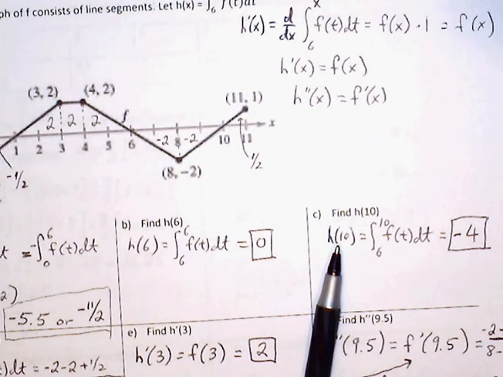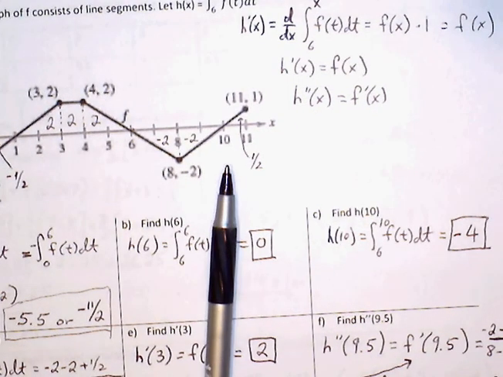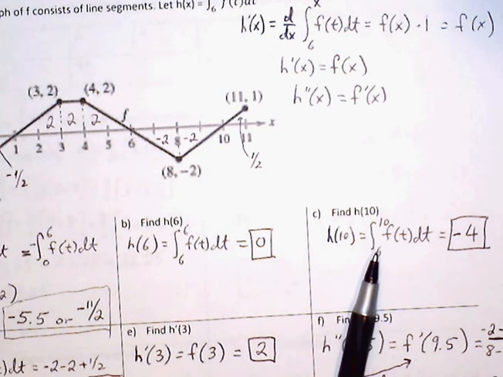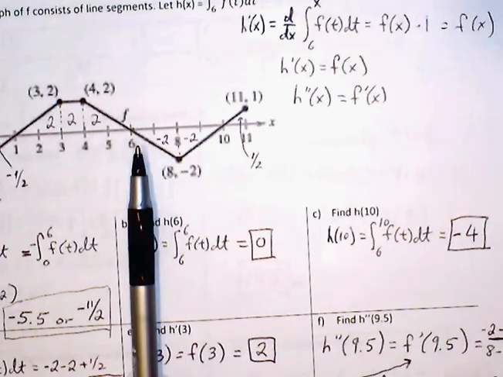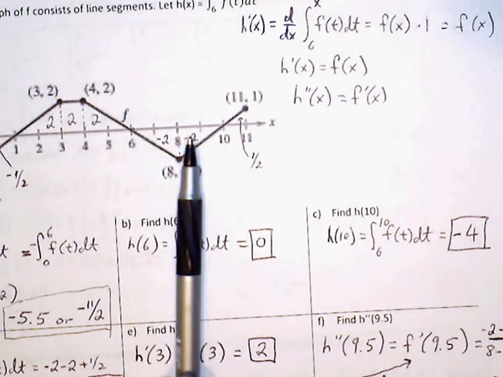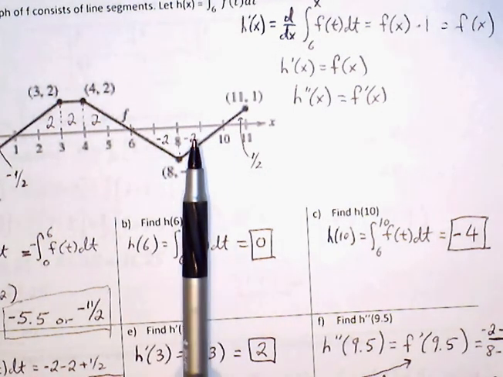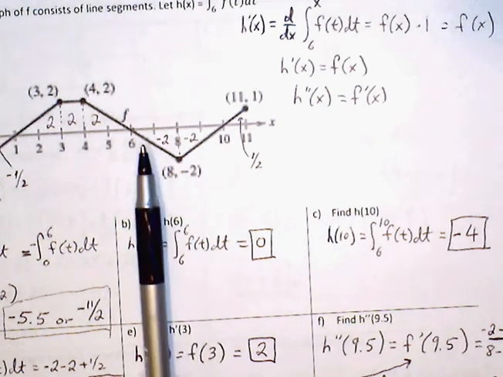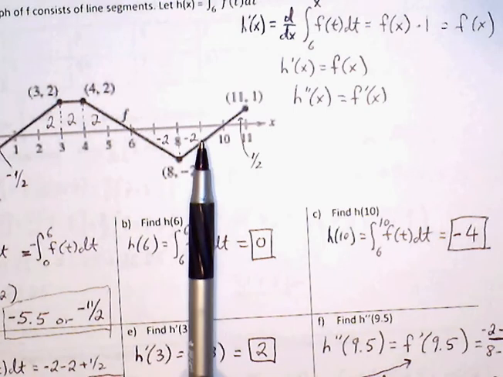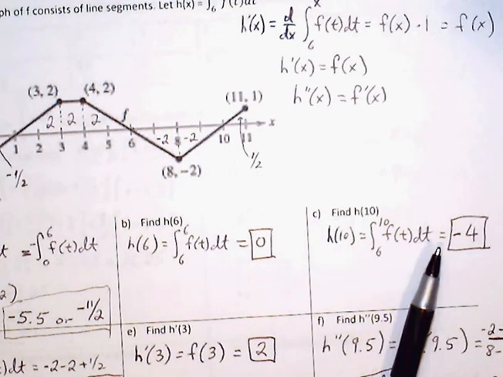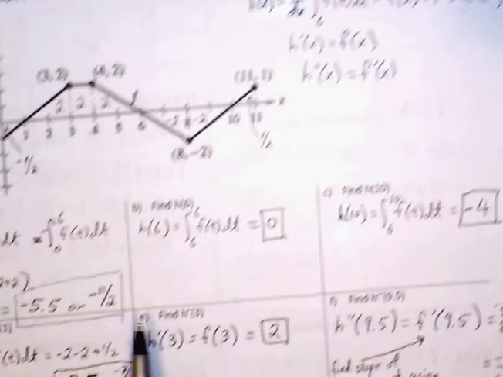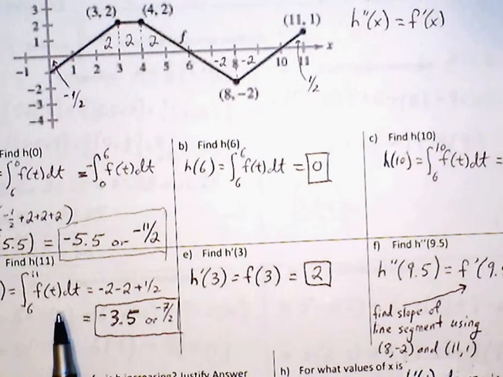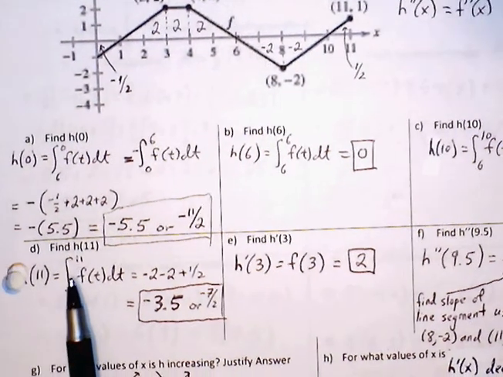Okay, h of 10. To find h of 10, plug 10 in for x, so the definite integral from 6 to 10. So from 6 to 10, we can just add up these areas here. I'm sorry, from 6 to 10, so just negative 2 and negative 2 gives us negative 4. Okay, part D, find h of 11. So this is where we replace x with 11.